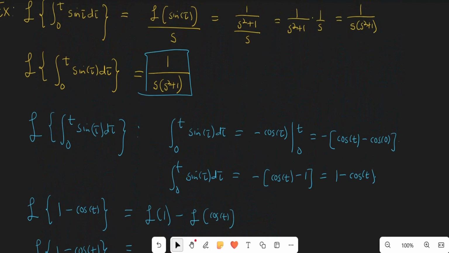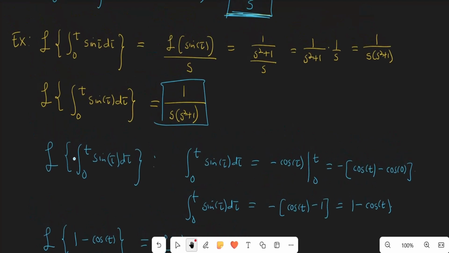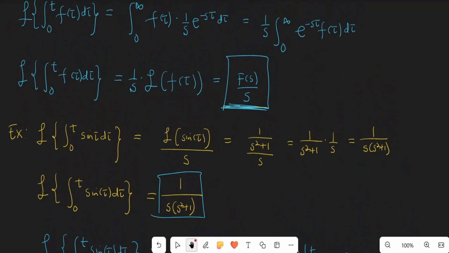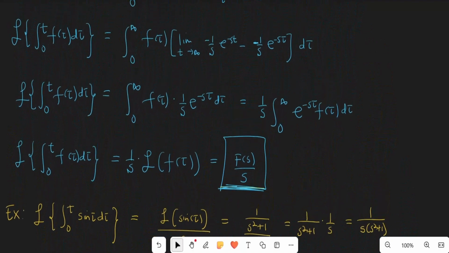So this is a very cool result. You don't have to stress yourself taking the integral before taking the Laplace transform. You just have to know that the Laplace transform of the integral from 0 to t of sine of tau d tau is the Laplace transform of the sine of tau over s. So whenever you are asked to take the Laplace transform of the integral from 0 to t of a certain function, you just take the Laplace transform of that function and multiply by 1 over s. So this is a very cool result that I wanted to show you.